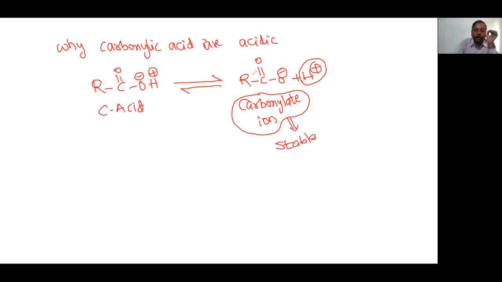So what is the resonance structure? See here, R C, and here it is double bond oxygen. Here it is single bond oxygen with negative charge. Now I think everybody should know the number of electrons on each oxygen. I am marking it here: the number of lone pairs on A and on B, this oxygen and this oxygen. Who knows it?